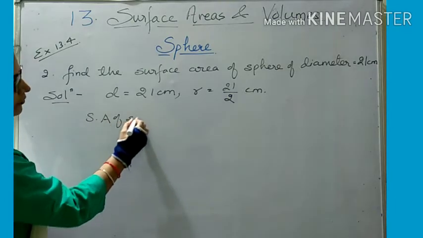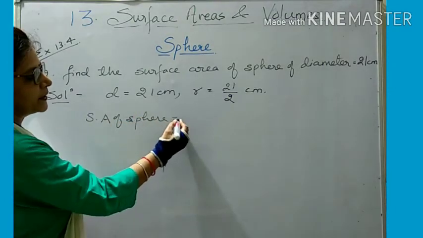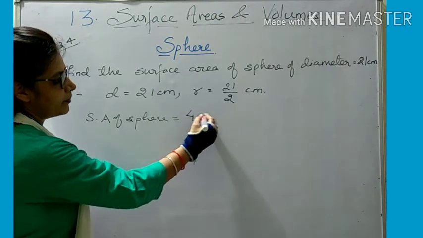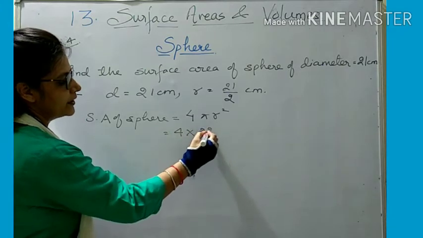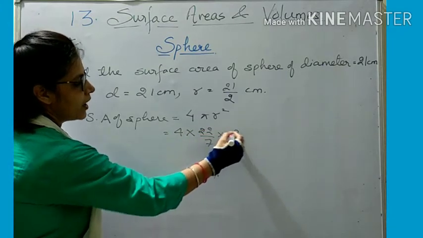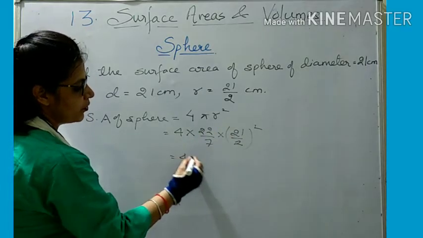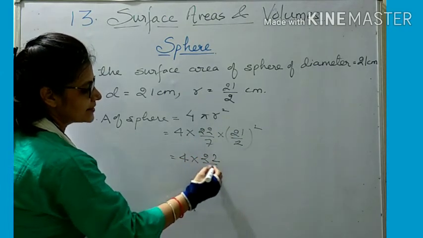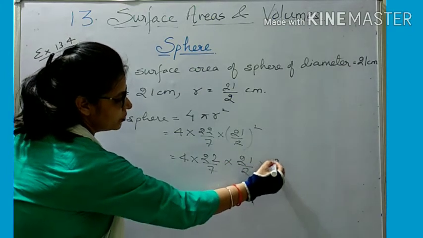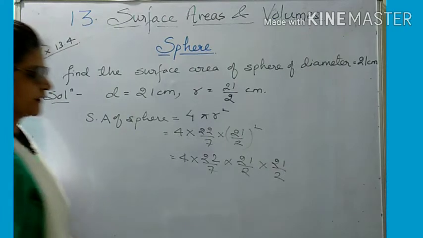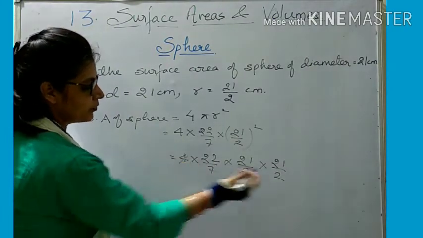Now what do we have to calculate? The surface area of the sphere. So the surface area of the sphere will be 4 pi r square. What will it become? 4 into 22 by 7 into r square, 21 by 2 whole square. So 4 into 22 by 7 into 21 by 2 into 21 by 2. Clear? Now 2 to the 4.